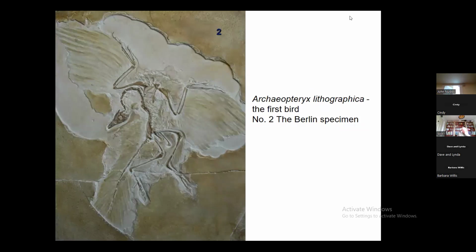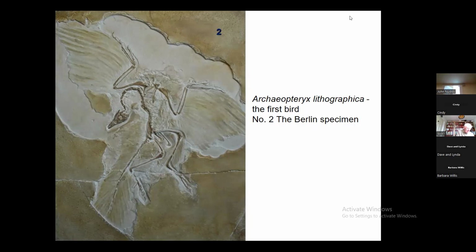And this one is now on display in the Berlin Museum, in the Humboldt Museum in Berlin. Again, it's only recently been put on display, but you can go and see that. And actually, it was worth waiting for because it is a much better specimen. Beautiful feathers on the wings. And this one has a skull.